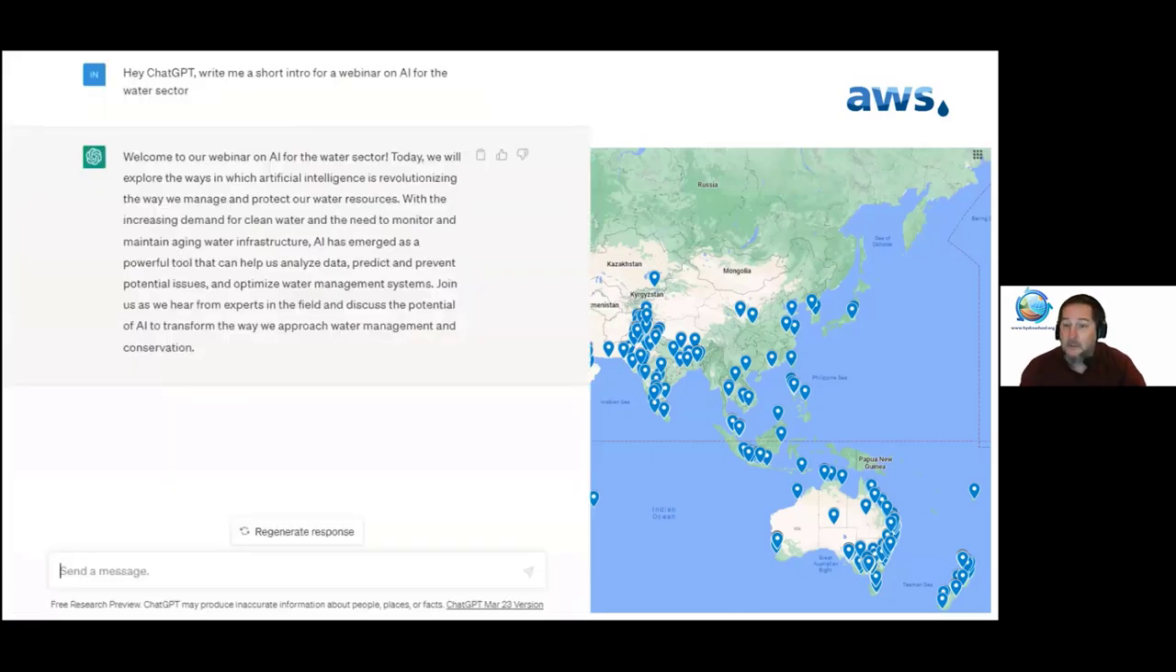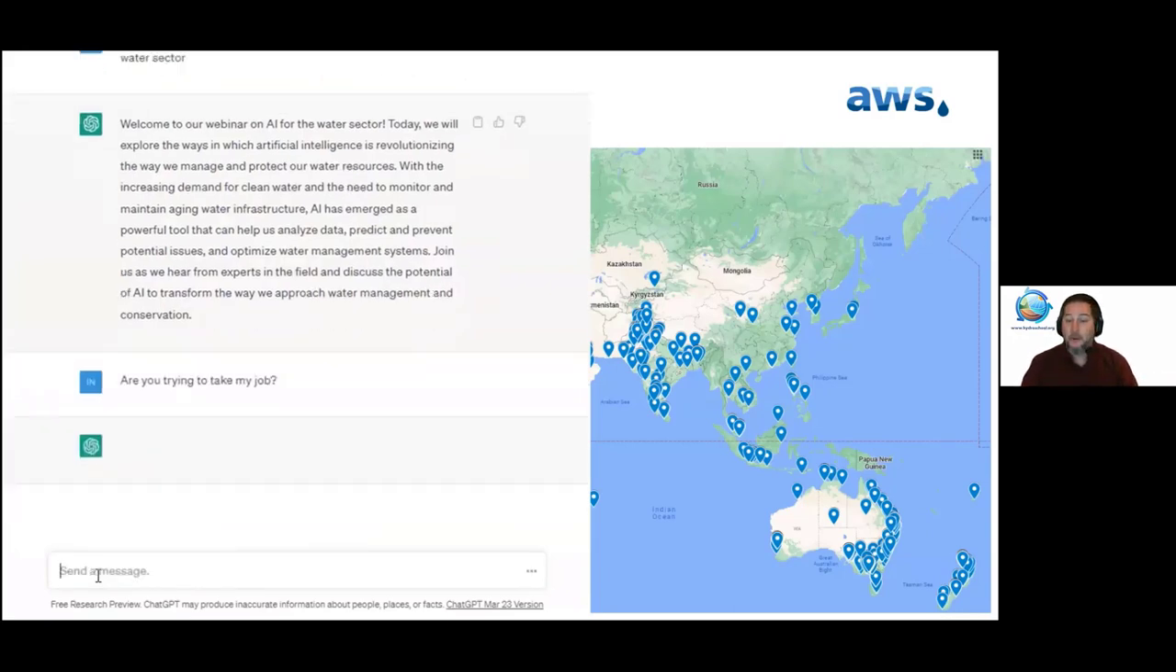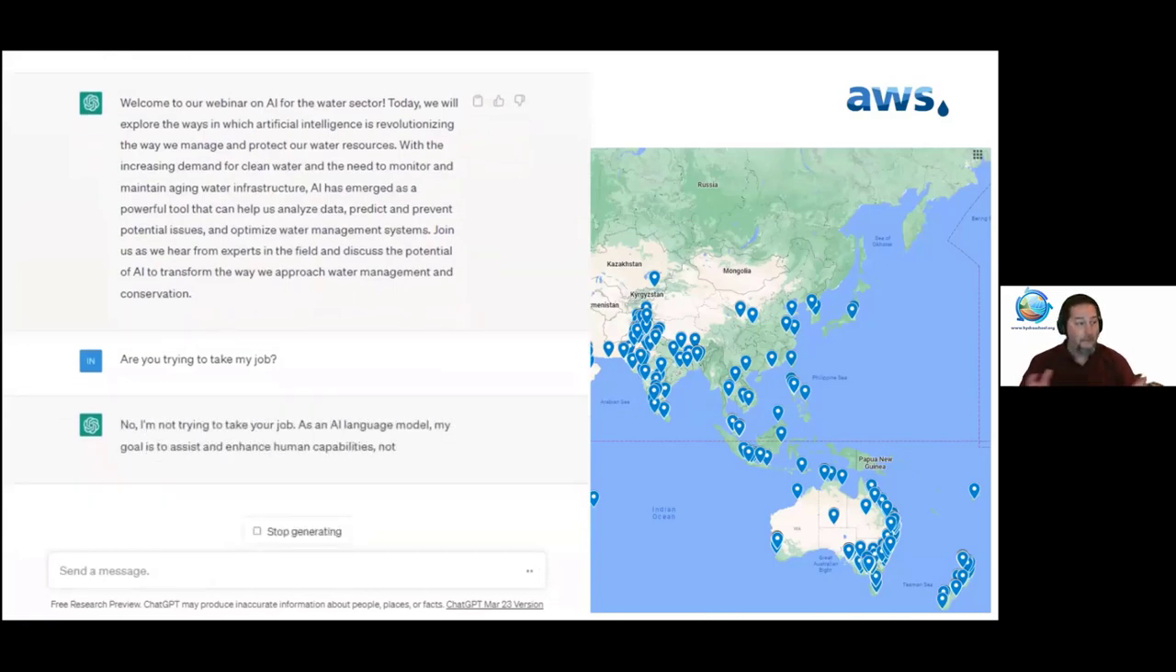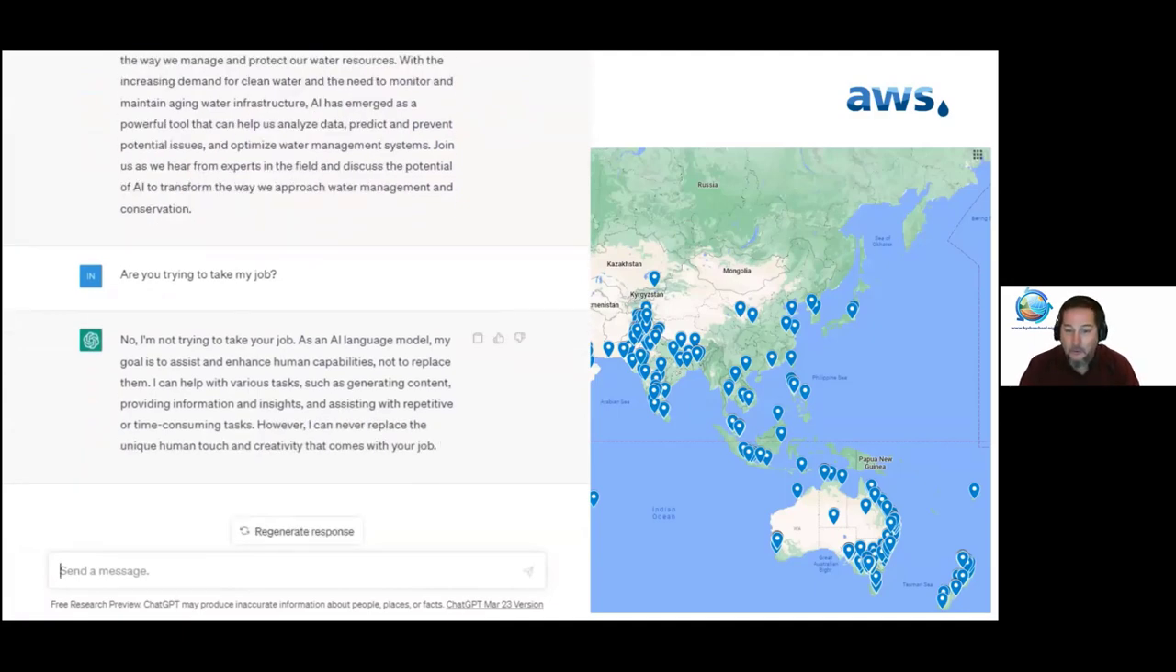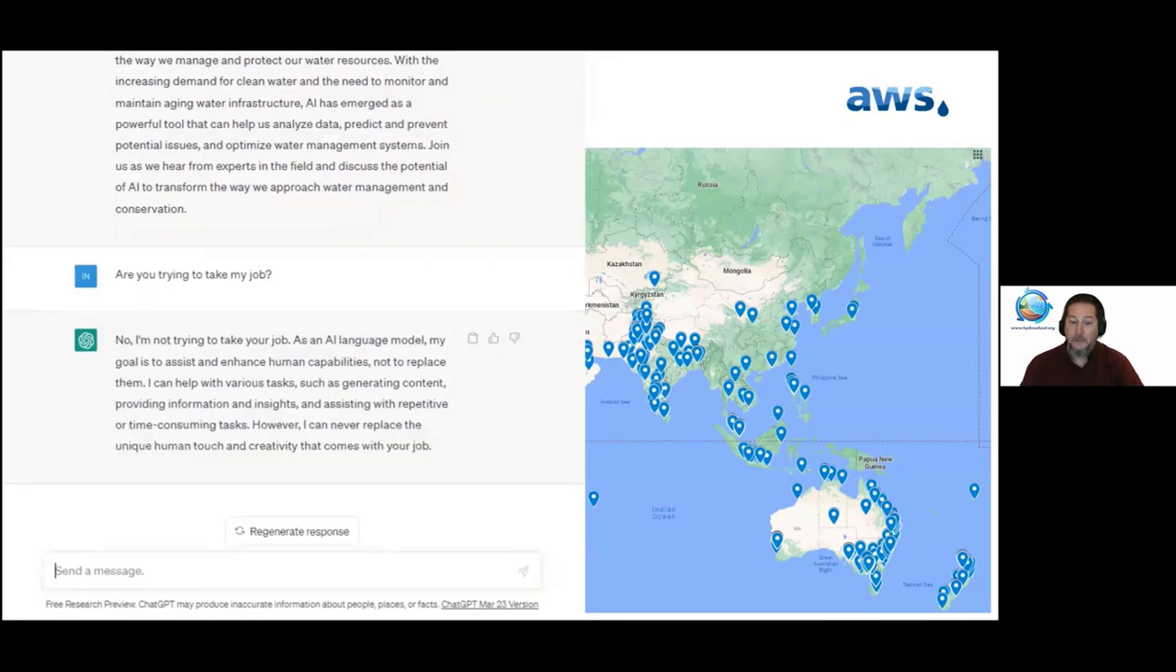Now, there are some legitimate fears here. Looking at this map, people have submitted almost 200 questions, many of which express some apprehension about what AI means for the future and these chatbots, large language models. We'll hear about that today, but rest assured, the large language models tell us they are not trying to take our jobs.